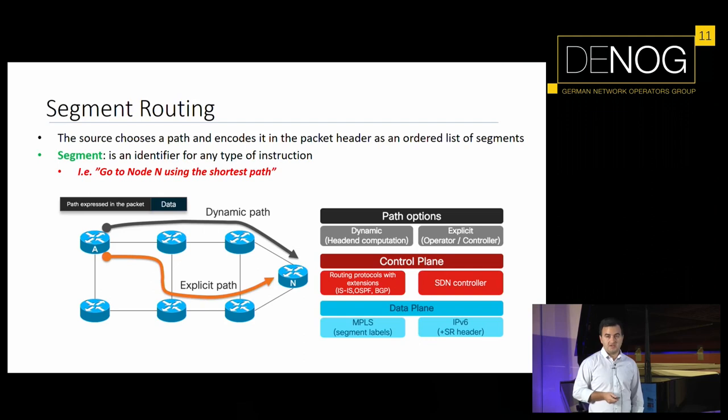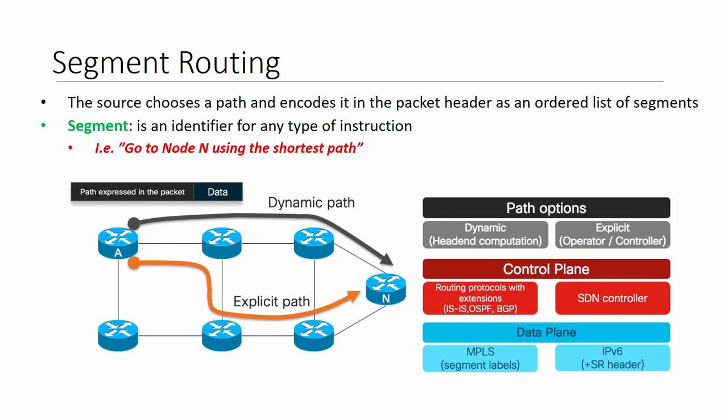Now, with SR, you can still do dynamic calculation of the path, or you can still do explicit path traffic forwarding. Now, from a data plane perspective, as I said, segment routing is new in the control plane, right? In the data plane, you still use MPLS or IPv6 for the forwarding, okay? So in the control plane now, be it ISIS or OSPF, what they did is they just added some extensions on the protocol itself to carry the segment routing labels or the segment IDs. For the path options, as I said before, you still have the same options, either dynamically or explicitly.